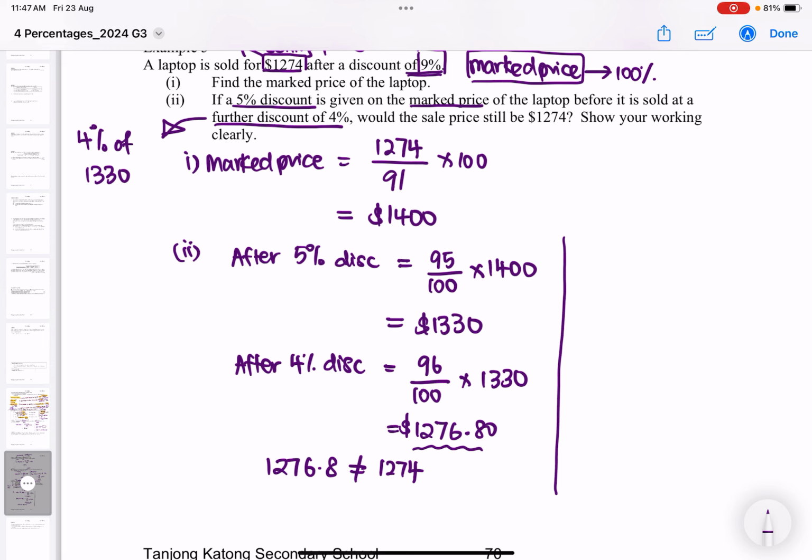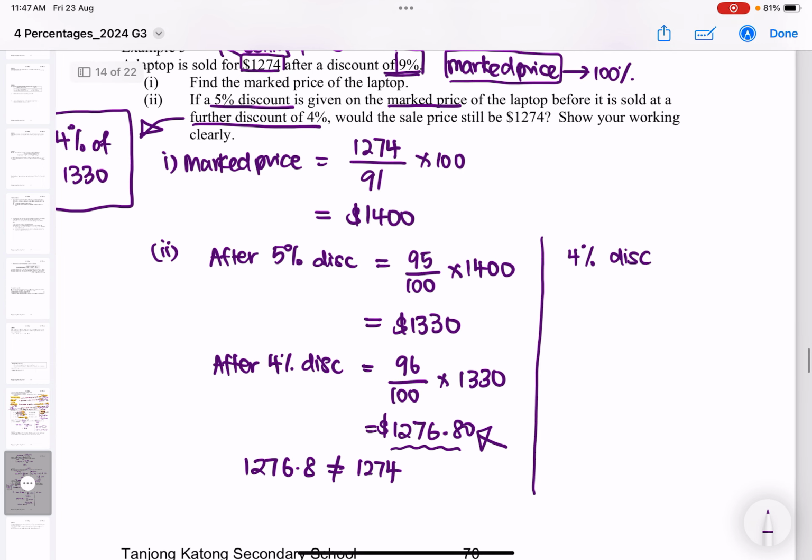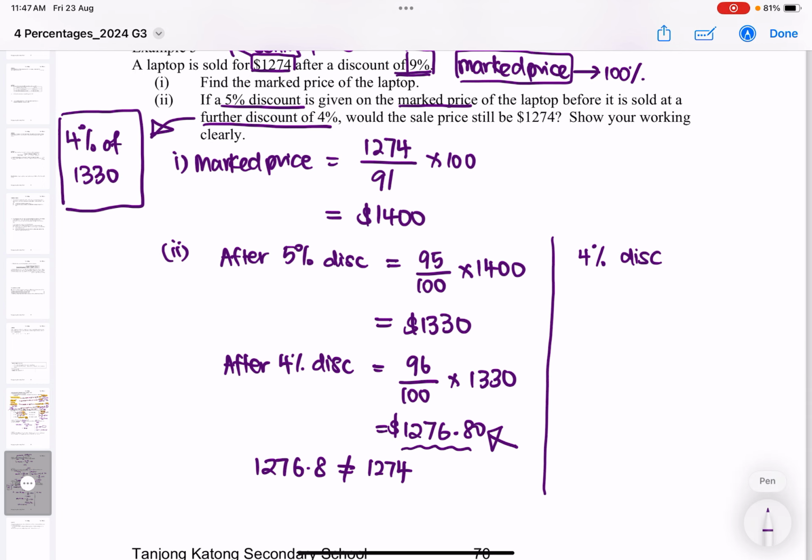What we can see is that this 4% is calculated based on the discounted amount. It's not 4% of the original 1,400. So the amount of discount would actually be lesser, which is why you see that the discounted price here is actually more than the 1274. So the key idea that must come out in your answer is the idea of the base being different for both contexts. When we calculate the 4% discount, this is calculated based on the discounted amount.